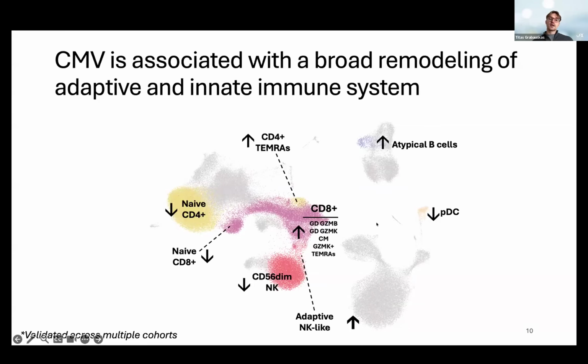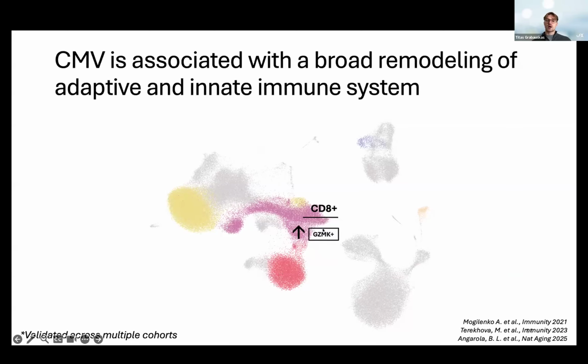But at the end of the day, the CD8 T cell lineage did yield the most alterations in frequency. When studying this lineage, one specific subset that really caught our attention was the GZMK positive CD8 T cell subset. The reason is that recently, in high impact papers, this population, in both mice and humans, has been shown to be linked to aging and inflammaging.